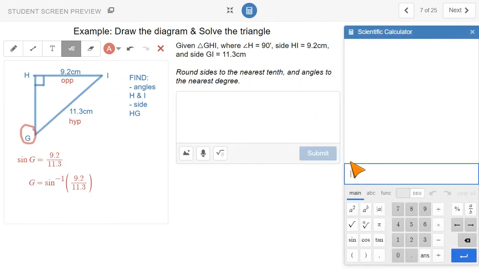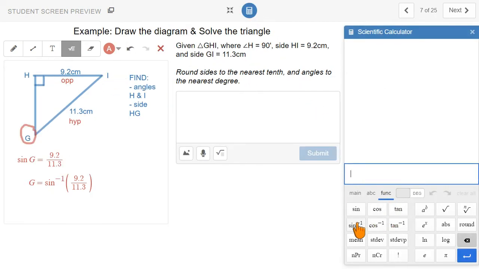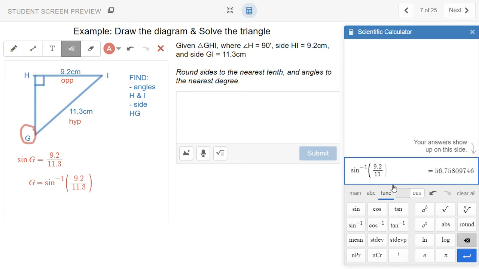Let's put this in our calculator. Sine inverse of 9.2 over 11.3. G is equal to 54.5. I'm going to round it to 55 because I have a 5 as my first decimal, and as the nearest degree, it's going to be 55.